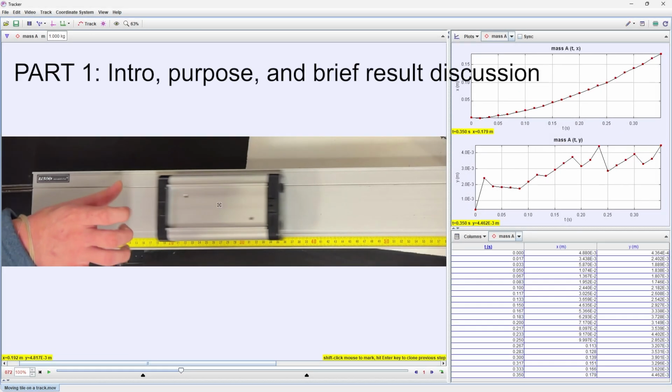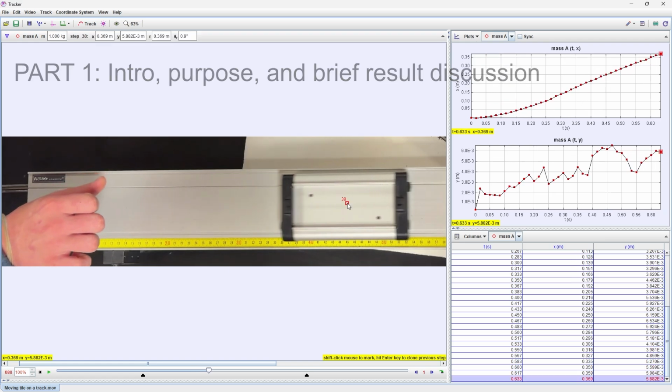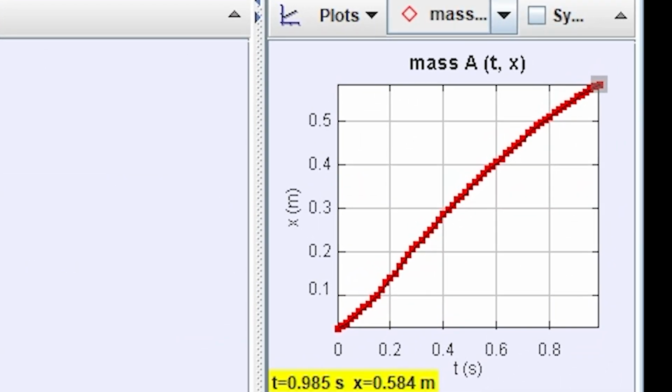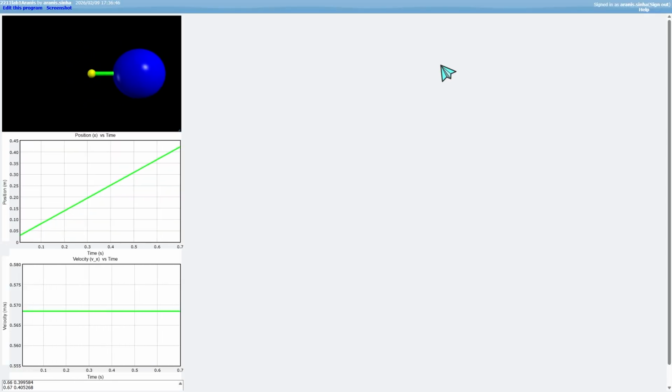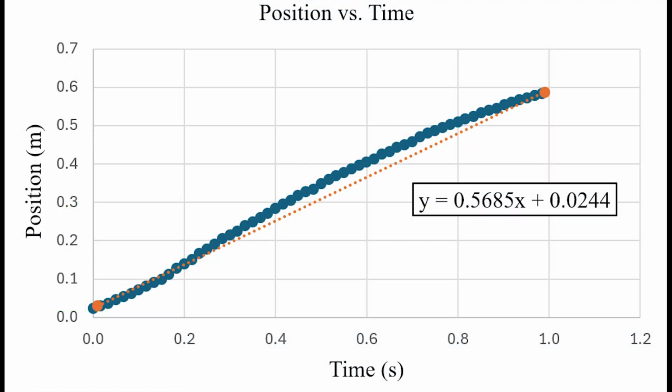In this lab, we recorded on video the motion of a cart with wheels that slid on a track. We tracked the cart's position with time and plotted values on a position-time graph. We then created another position-time graph using a Python GlowScript model and compared the model to the actual results.